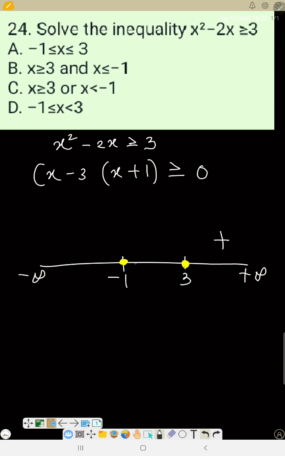From this region, -3 to 3, pick any number. Let's say 0, because 0 falls in this range. Any number that falls there, use. If I use 0, I'm just showing it in detail: 0 minus 3, 0 plus 1. This will be -3 bracket 1. That is -3. You see that it's negative, meaning it will be less than 0. So the range we found there is negative.